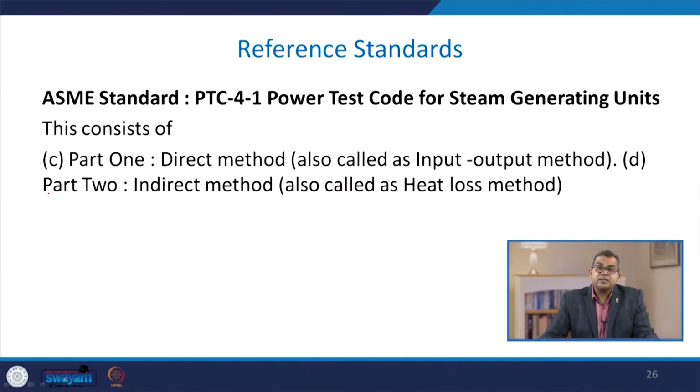Another standard, again very common in practice, is ASME, that is the American Society of Mechanical Engineers, their standard PTC 4.1, Power Test Code for steam generating units. Usually this consists of part 1, that is the direct method, sometimes called the input-output method. Part 2 is the indirect method, which is also called the heat loss method.